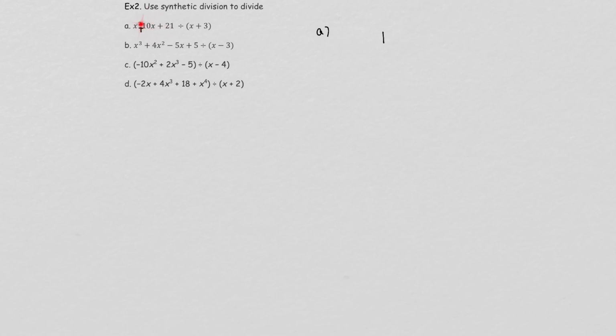And from x, we're going to use 10, the number with the sign, so it will be positive 10, and then the constant, which is 21. We're dividing those numbers by x plus 3, so you're dividing with negative 3. The first term you're always going to bring down, because you will need something to multiply.